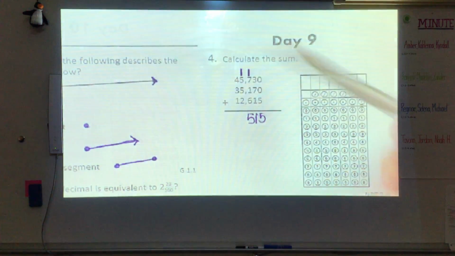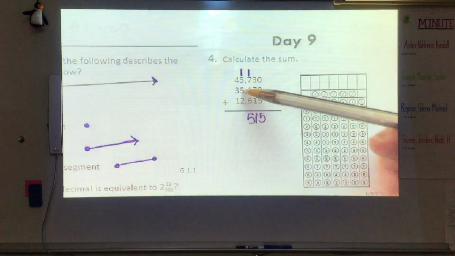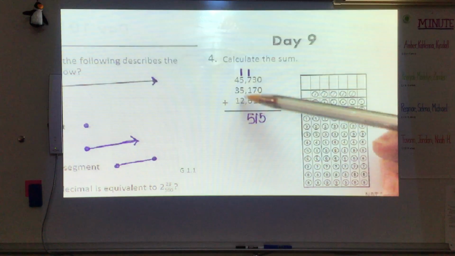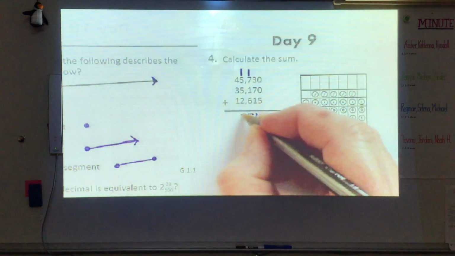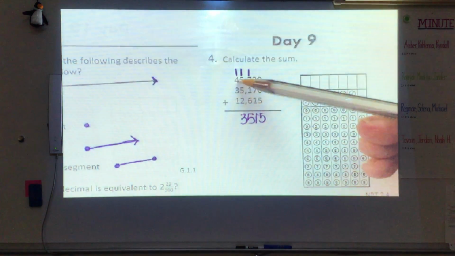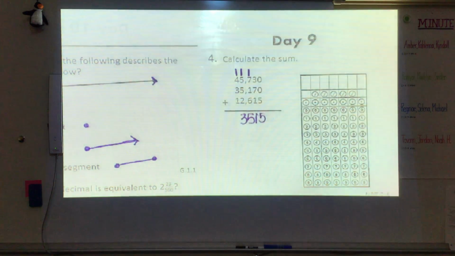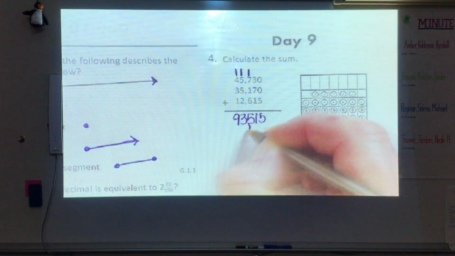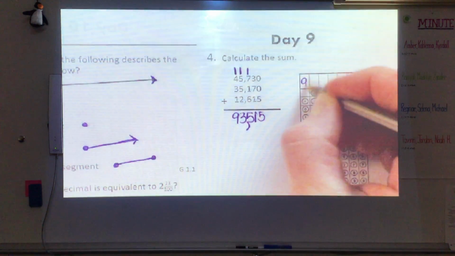Carry my 1. And then we have 1 plus 5 is 6. Plus 5 is 11. Plus 2 is 13. So a 3. Carry my 1. And then we have 1 plus 4 is 5. Plus 3 is 8. Plus 1 is 9. 93,515.